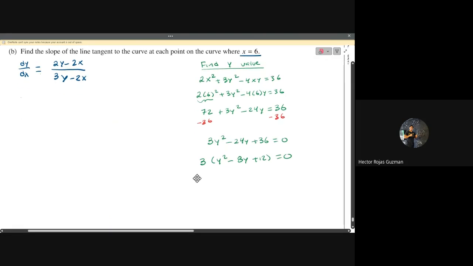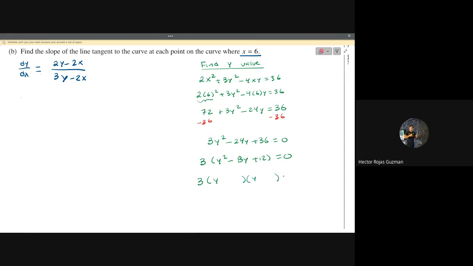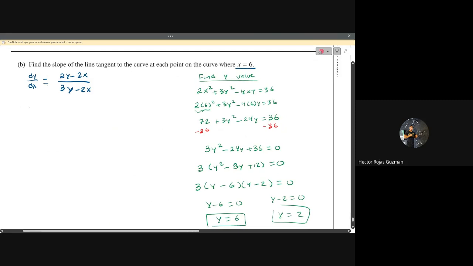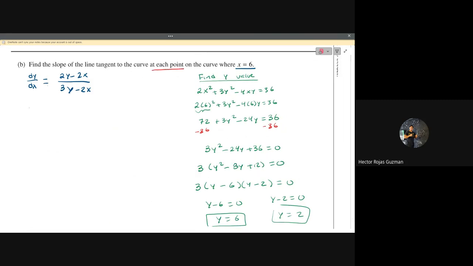Now the next question, is this quadratic factorable? Because if it's not, we're going to have to go through the quadratic formula. Two numbers that multiply to 12 but add up to negative 8. Negative 6 and negative 2. Perfect. Separate them. Set them equal to 0. And there we go. We actually get two y values. The question says, find the slope of the line tangent to the curve at each point. So they were kind of already hinting, right, that there was going to be multiple points.